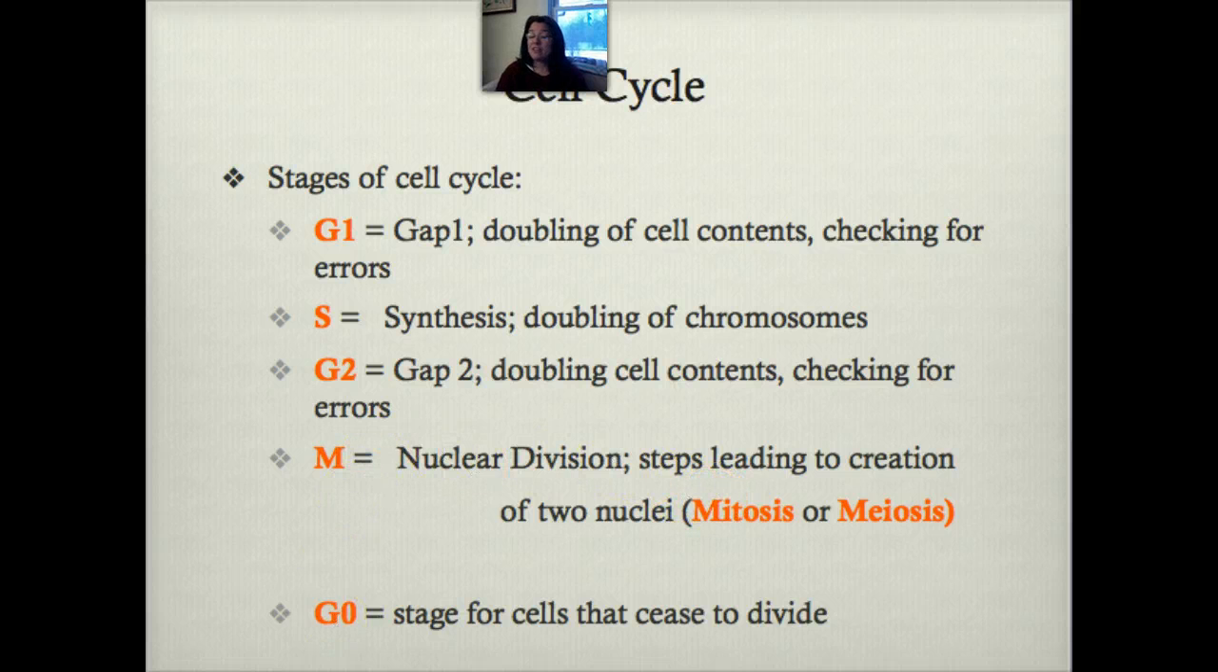There is a fifth stage to the cell cycle that doesn't fit around the clock face, but it is still important. We call it G0. This is a stage that a cell can go into when it stops dividing.